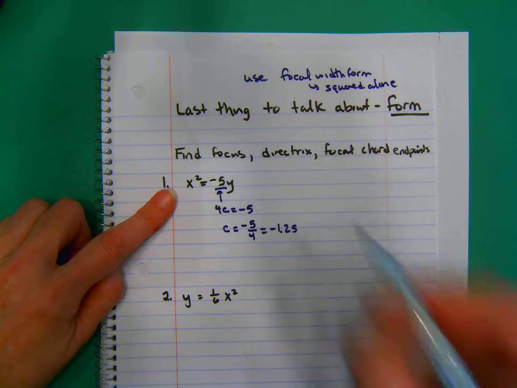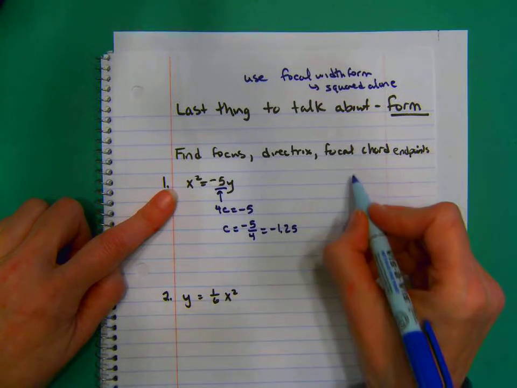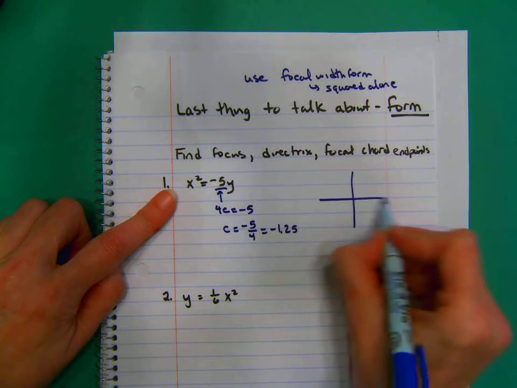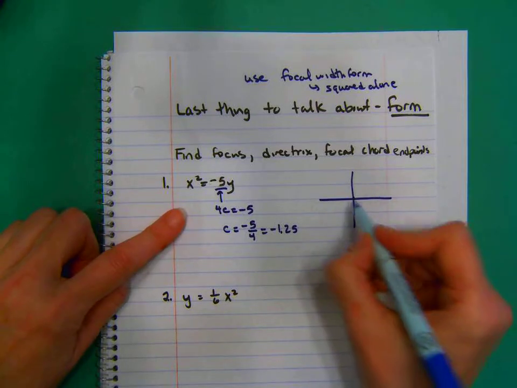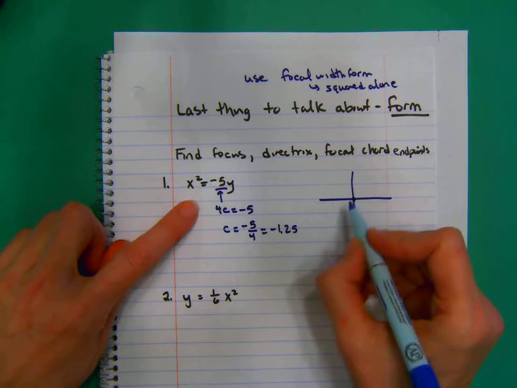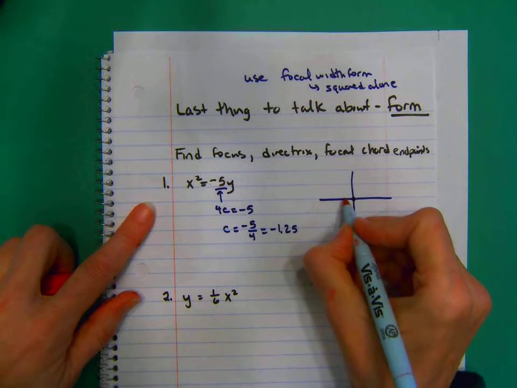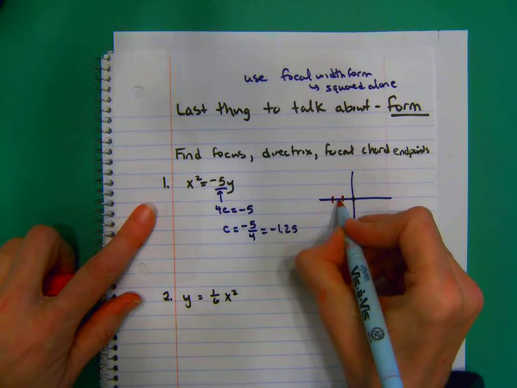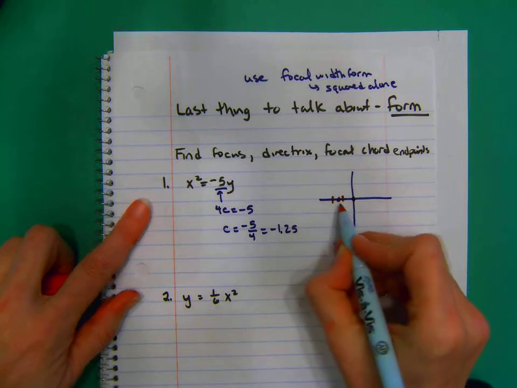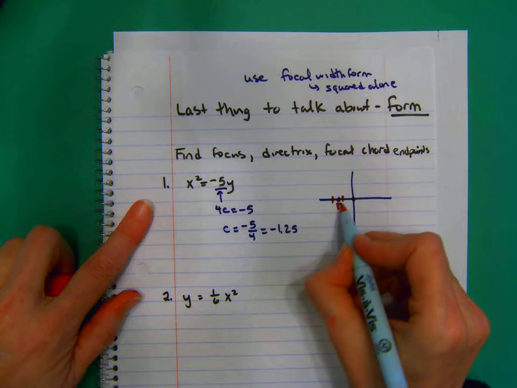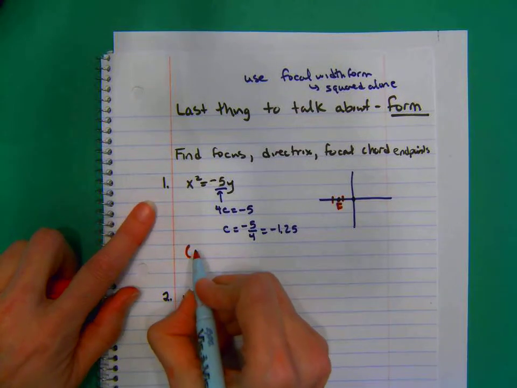Okay, and then if I want to know, I'm going to draw a little sketch because I find that so much easier. The distance from this vertex, the distance to the focus is going to be negative 1.25. So this is 1, this is 2. It's going to be right there, negative 1.25. That'll be my focus.